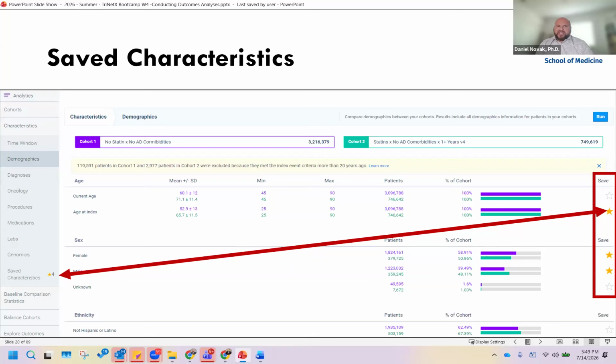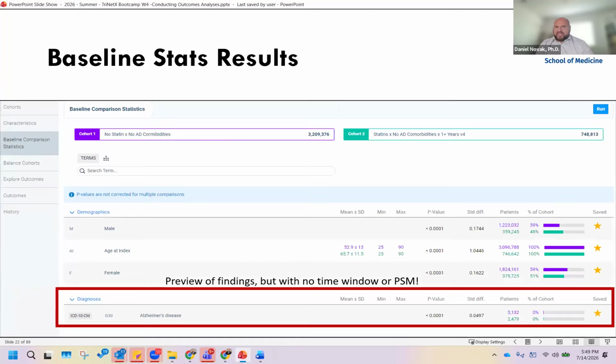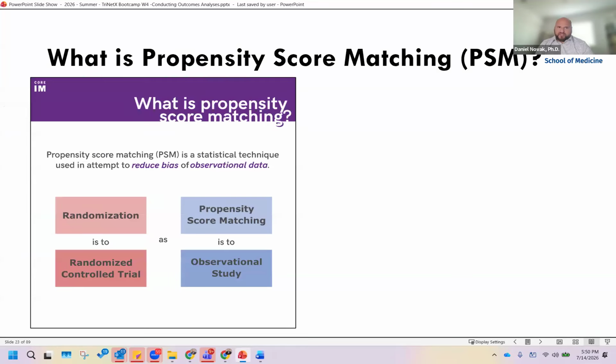Again, highlighting that when you star those characteristics to turn them on and off for your propensity score matching, you have to go back to this saved characteristics section and star and unstar them. Otherwise, they won't be removed from your propensity score analysis. Same here with the baseline analysis, as I pointed out earlier. And as I pointed out earlier, you can use this to preview your findings. But you won't have a time window or propensity score matching.